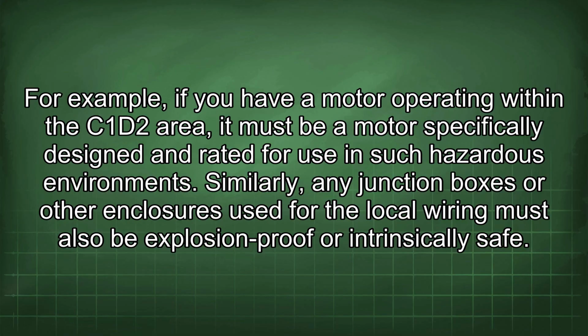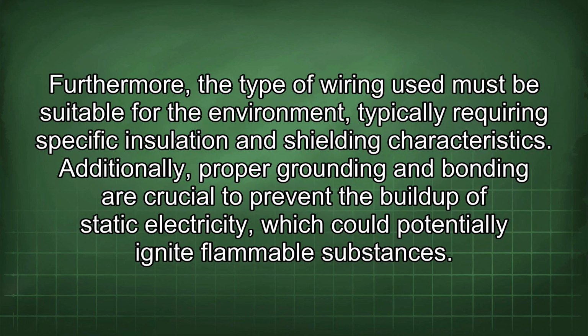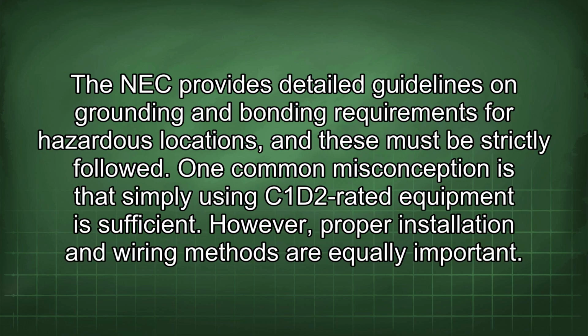Similarly, any junction boxes or other enclosures used for the local wiring must also be explosion-proof or intrinsically safe. Furthermore, the type of wiring used must be suitable for the environment, typically requiring specific insulation and shielding characteristics. Additionally, proper grounding and bonding are crucial to prevent the buildup of static electricity, which could potentially ignite flammable substances. The NEC provides detailed guidelines on grounding and bonding requirements for hazardous locations, and these must be strictly followed.